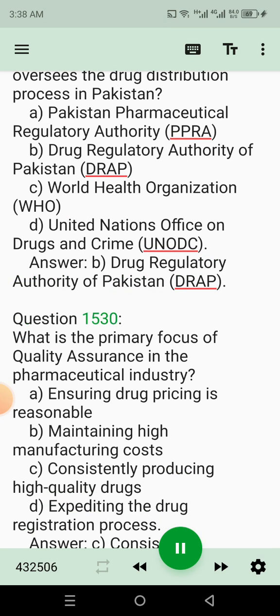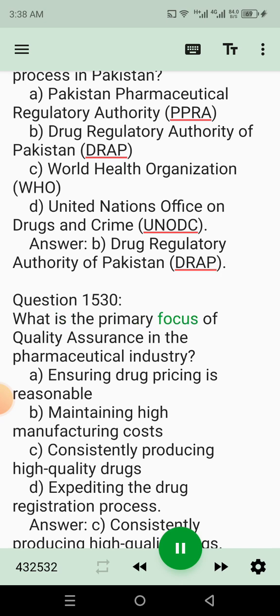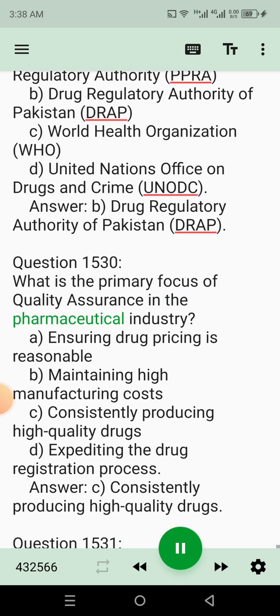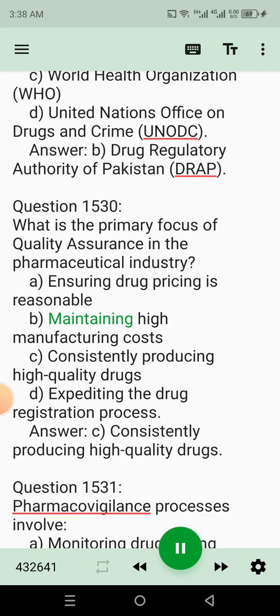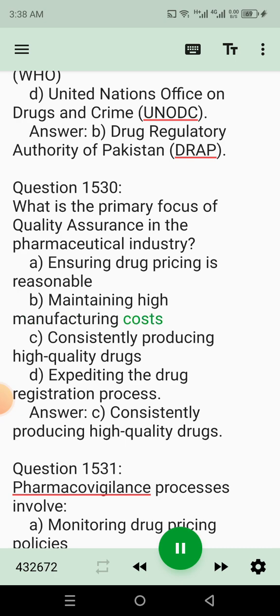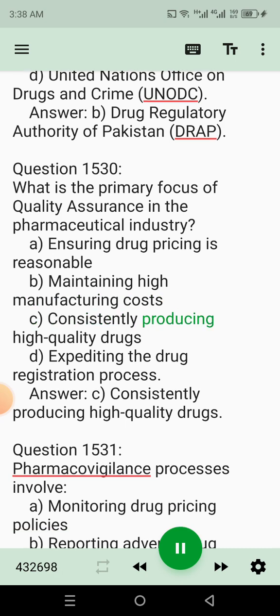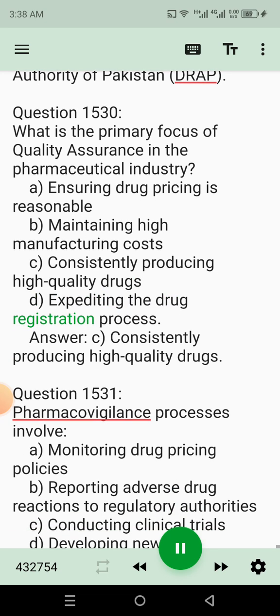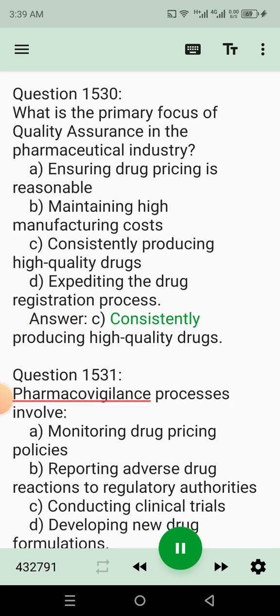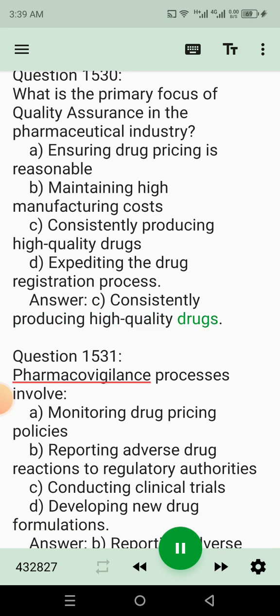Question 1530. What is the primary focus of quality assurance in the pharmaceutical industry? A. Ensuring drug pricing is reasonable. B. Maintaining high manufacturing costs. C. Consistently producing high-quality drugs. D. Expediting the drug registration process. Answer. C. Consistently producing high-quality drugs.